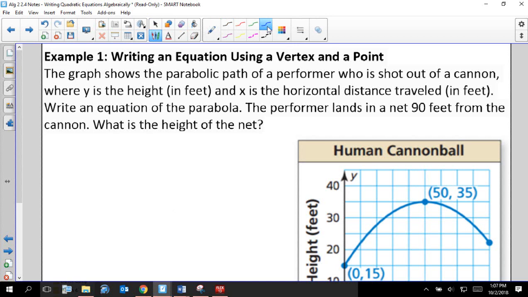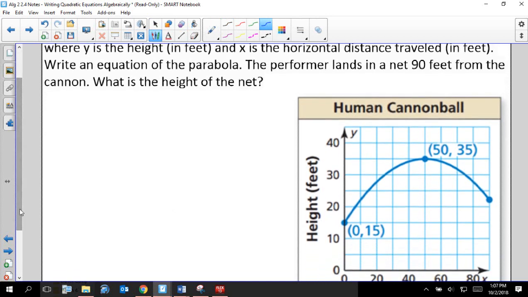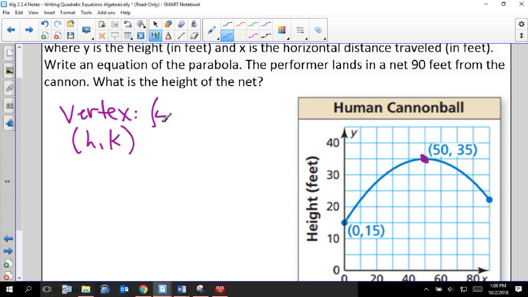What information are we given? Look at this graph. Andrew, what can you tell from this graph that I'm for sure given? You're given the vertex and the point. Okay, I am for sure given that vertex, which we call the vertex h, k. And it's over here, right in the middle at the very top. So our vertex is 50, 35.